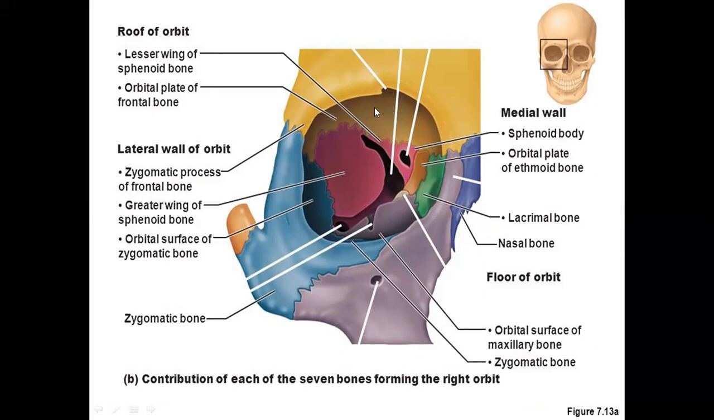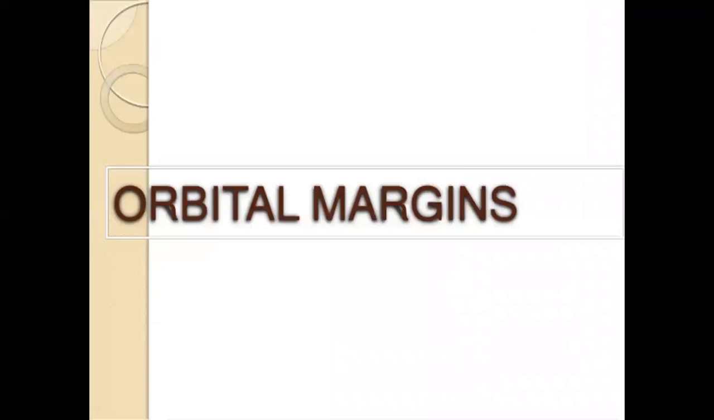That is, frontal, sphenoid, zygomatic, maxilla, lacrimal, ethmoid, and palatine bones. These are the 7 bones mainly contributing to the formation of the medial wall, lateral wall, roof, and the floor of the orbital cavity. Then next we will study about the orbital margin.